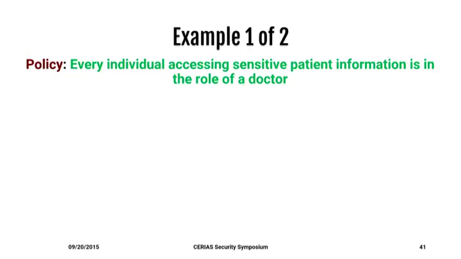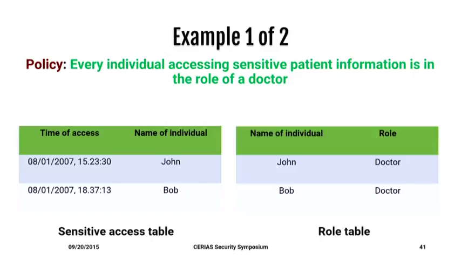The first is a kind of policy that is very common: every individual accessing sensitive patient information is in the role of a doctor. Let's say this is a hypothetical policy, not from HIPAA. You have a sensitive access table, which tells you that somebody accessed sensitive information, the time of access, and who accessed it. And then there is a role table, which tells you what each person's role is.